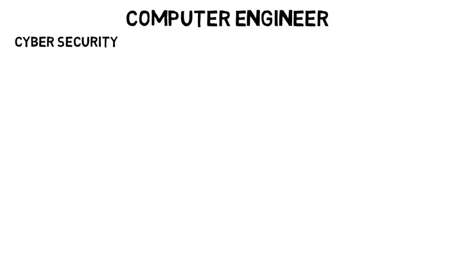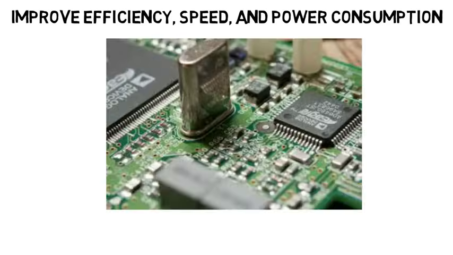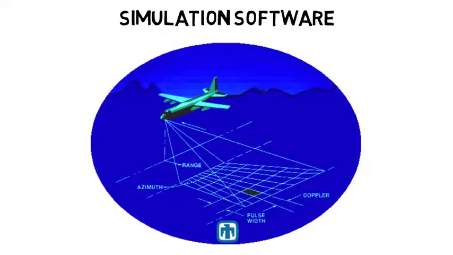Then a computer engineer could work on cybersecurity and performing tests for vulnerability in a certain system, for the government as an example. They could help improve the efficiency, speed, and power consumption of integrated circuits used in computer systems. They could work on simulation software for defense purposes, like with aircrafts, missiles, and radar systems.